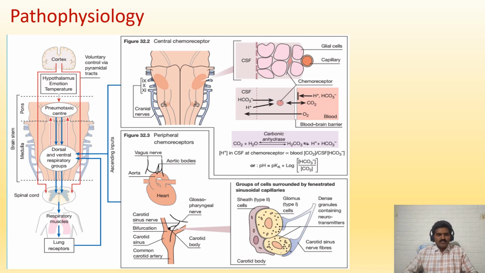They send signals to the spinal cord, and the respiratory muscles are activated, and lung receptors are activated. In the lungs, there are stretch receptors, which sense the stretch, and the degree of stretch is conveyed to the dorsal and ventral respiratory groups, which again control the extent of respiration.